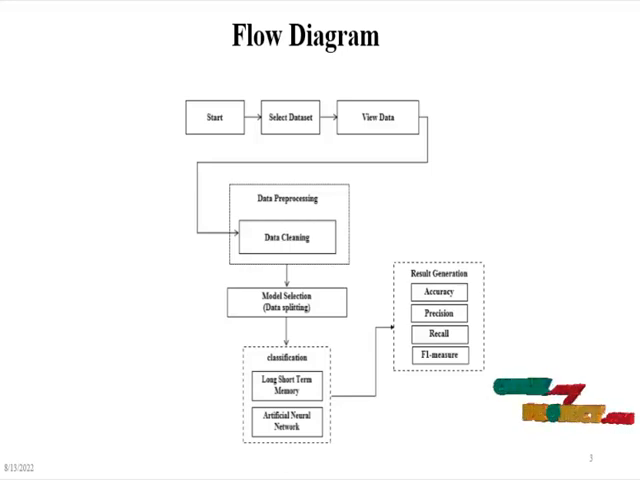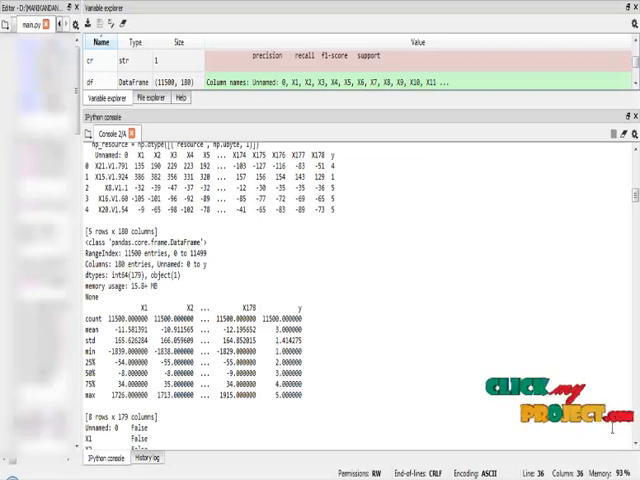In that we split our dataset into training dataset and testing dataset. Then it moves into classification. In classification we apply two different types of deep learning algorithm, long short-term memory neural network and artificial neural network. Both neural networks are used to classify our dataset and predict the result in the form of metrics like accuracy, precision, recall and F1 measure. I successfully executed my program in Anaconda Navigator Spyder IDE.